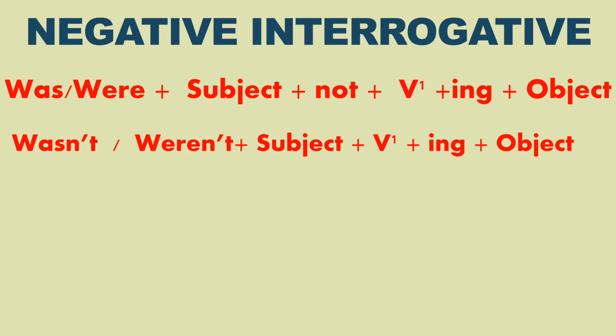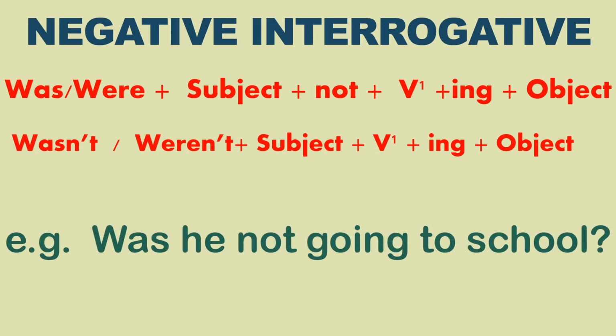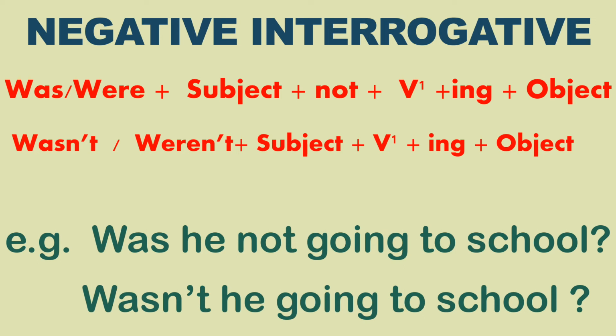Contracted form, wasn't or weren't, you will be writing as the helping verb. Was he not going to school or wasn't he going to school? So this was your past continuous.